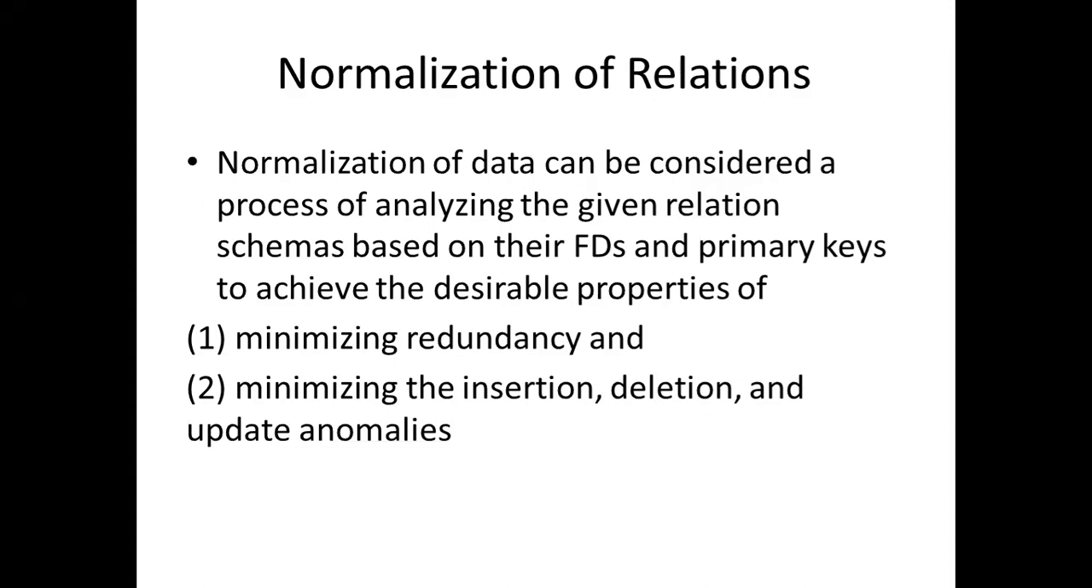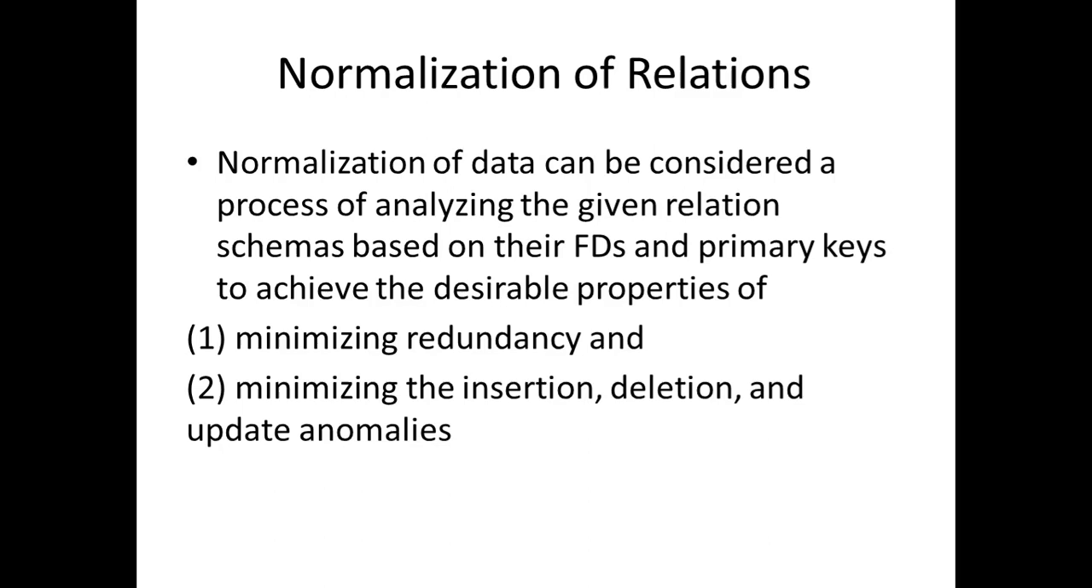In order to achieve these two, we have to consider two properties. The first one is we have to minimize the redundancy, and the second one is we have to minimize the insertion, deletion, and updation anomalies. So in order to design a good database, one that gives a good design, we have to apply normalization. Why are we going to apply normalization? Because we have designed the database, but it contains some redundant data, and it also has some insertion, deletion, and updation anomalies. In order to overcome these, normalization will be applied to the database.